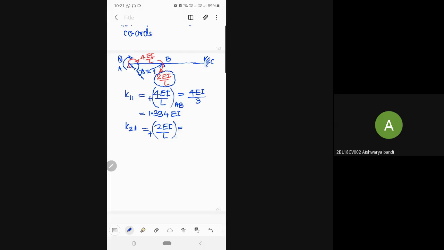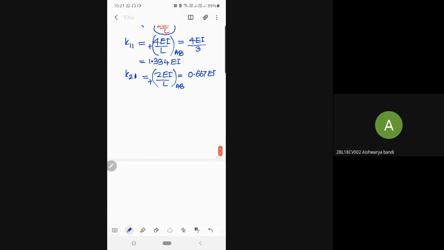This is for again member AB only. So substitute for member AB. 2 EI by L is 3 meter. So 2 EI by 3 will give you 0.667 EI. Correct? So this is the first column, K11, K21 you have got.